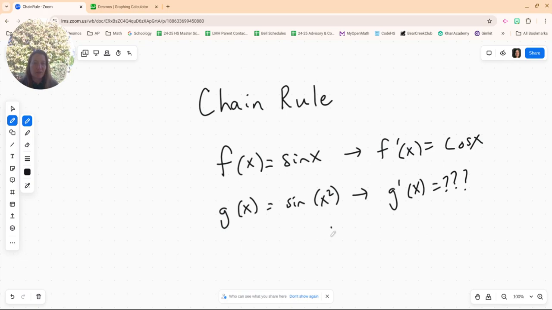Composite functions here, right? We've got a function inside another function. We want to find the rate at which it is changing. And when I say prime here, what I really mean is the rate that it's changing with respect to x.